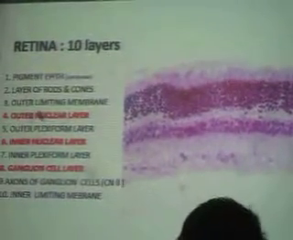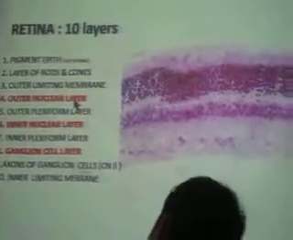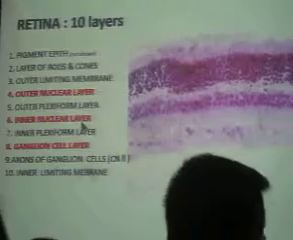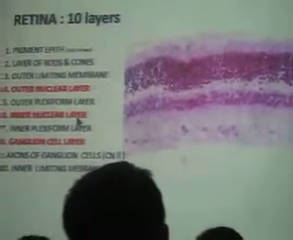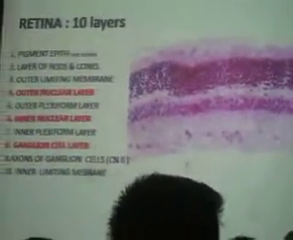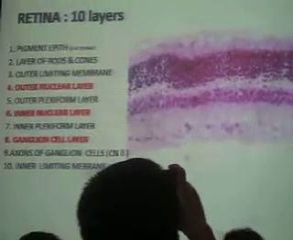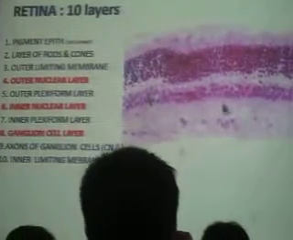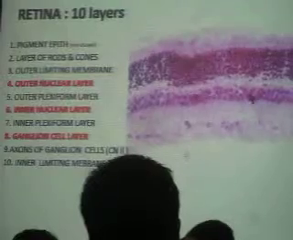Okay? Again, the outer nuclear layer will have the cell bodies of rods and cones. Your inner nuclear layer will have the cell bodies of bipolar cells. But aside from bipolar cells, you have other cells there. You have the horizontal cells, you have the amacrine cells, plus the cell bodies of your Mueller cells. So remember that this layer will have more than one type of neuron. Okay.